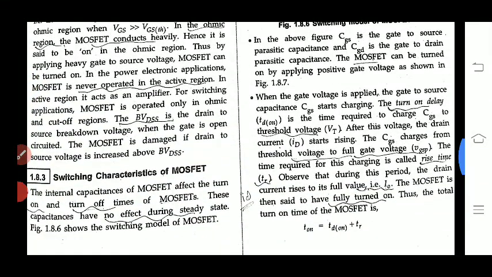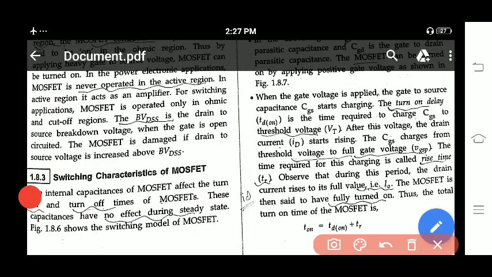Here you can observe that the gate-to-source capacitance needs to be charged. To charge this capacitance up to the threshold voltage, what is the time required? You can call this the turn-on delay, TD on. If the voltage you have applied is more than the threshold voltage, then only it starts to conduct.